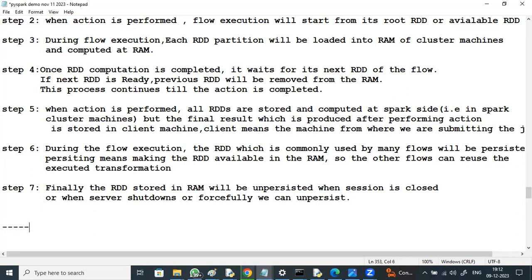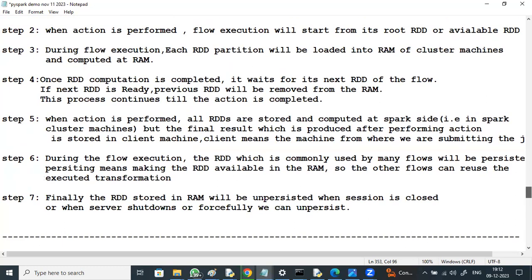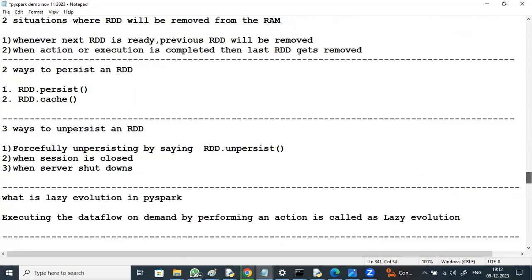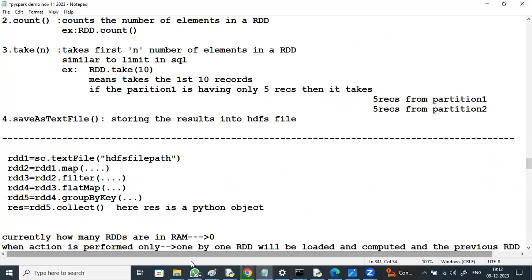Can you explain step number 5? Which step? Step 5, when an action is performed. Whenever an action like RDD dot collect is performed, one by one, the first RDD, RDD1, gets loaded, and you will get the output.